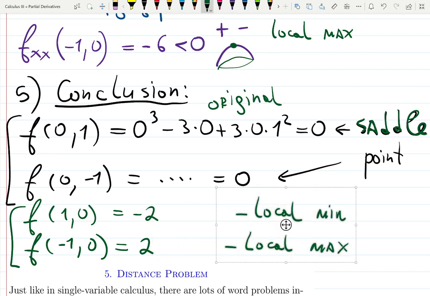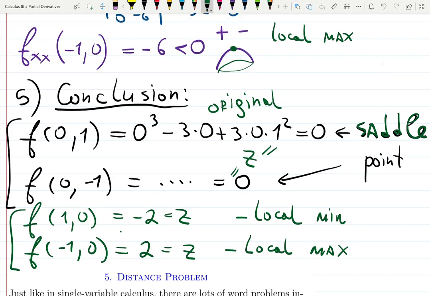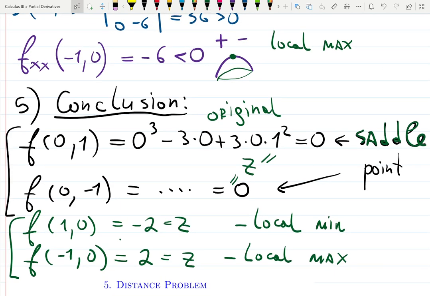Height, remember, it's a third dimension, so we can call it z, right? Z equals -2 or z equals 2. That gives you the height, the output on 3D up and down, minimum and maximum. And at z level 0, there's a saddle point. Very interesting. At height 0, there is a saddle point. Two saddle points.